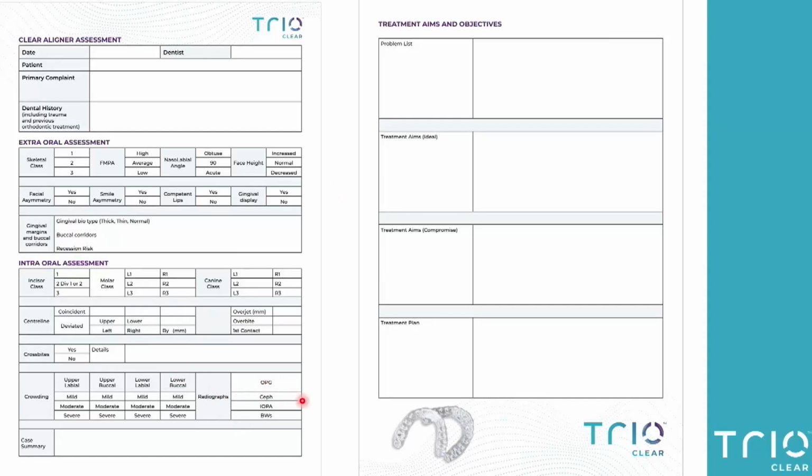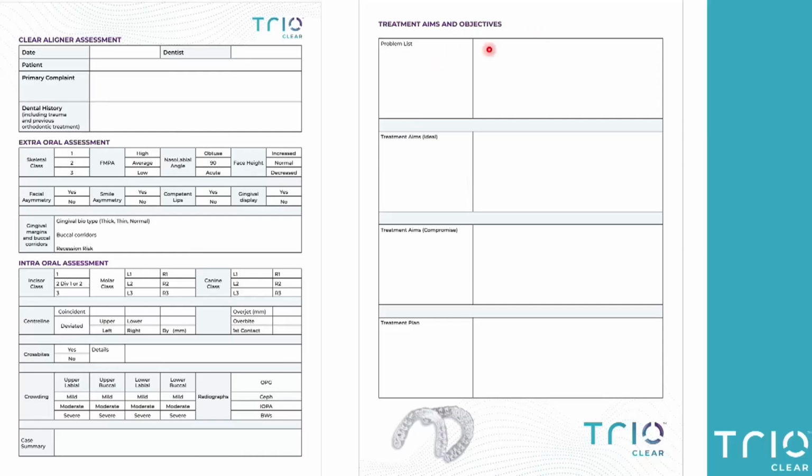Then we're obviously going to circle what x-rays we have taken. At the bottom of this assessment form, we're going to write our case summary. In this case, we're going to write it down as a class 2 skeletal mild crowding case with class 2 division 2 incisor relations. Molars are in class 1, canine class is 1 on the left and 2 on the right. And so that will be your case summary.